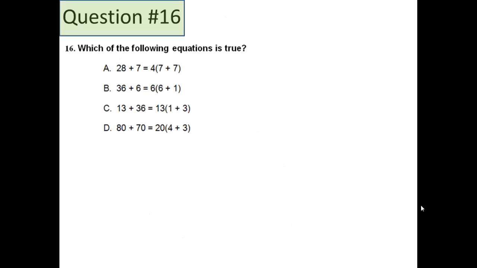Here we go. Number 16. Which of the following equations is true? All right, we can't block any of these. We got to check A, B, C, and D and see if they're true. And I'm seeing this parentheses thing. It's reminding me of something we did a long time ago called the distributive property, where we drew these little arrows to see if they're equal. But we'll talk about that in a second.